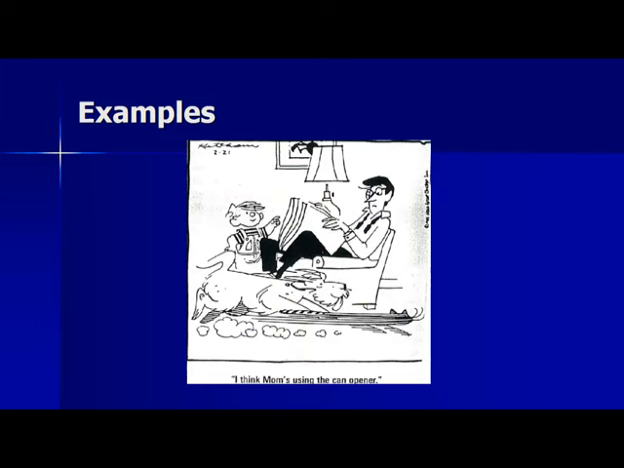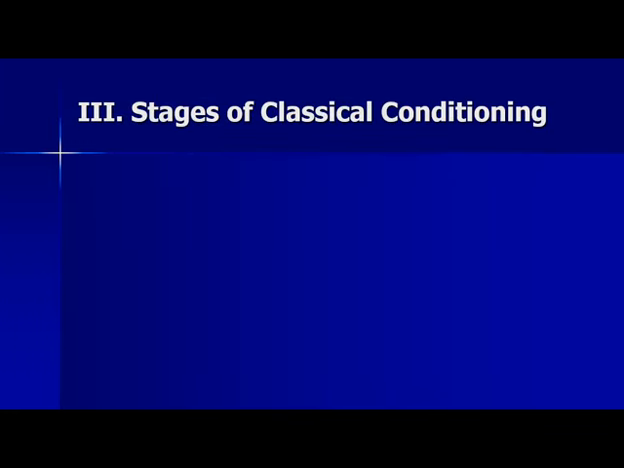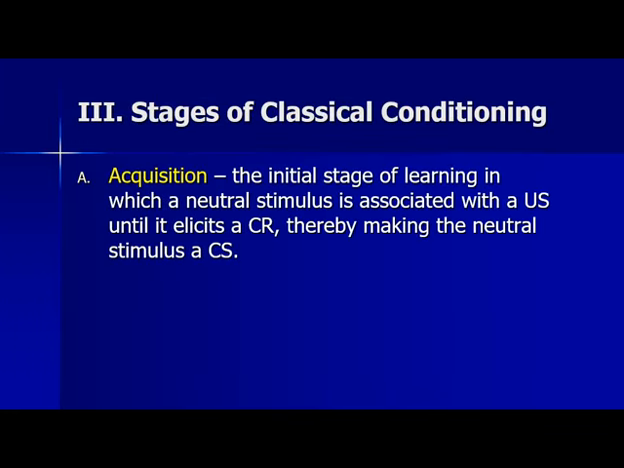So this is one of the ways in which we can look at these kind of examples. There are different stages of classical conditioning. Acquisition is the first stage. This is the initial stage of learning where we're pairing the conditioned stimulus, the neutral stimulus, with the unconditioned stimulus, which makes that neutral stimulus a conditioned stimulus. So this is the acquisition stage.